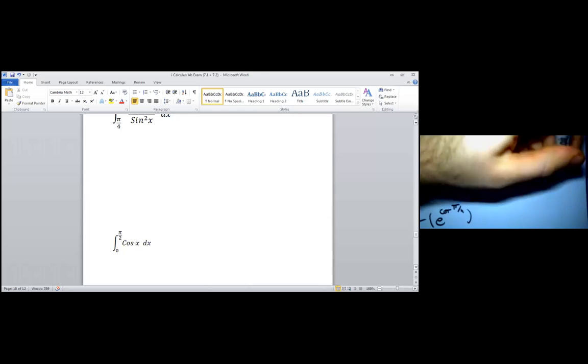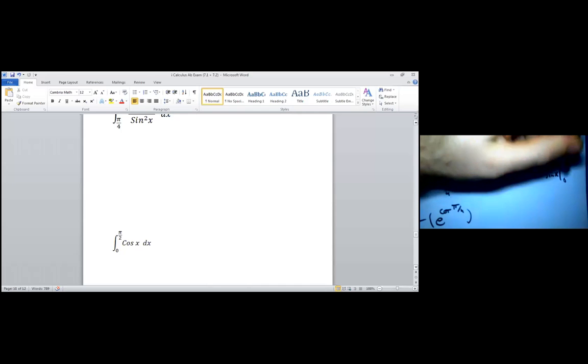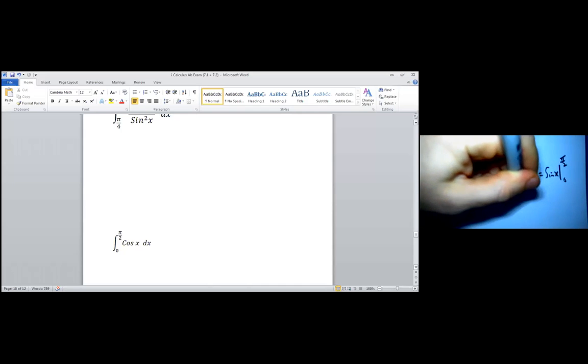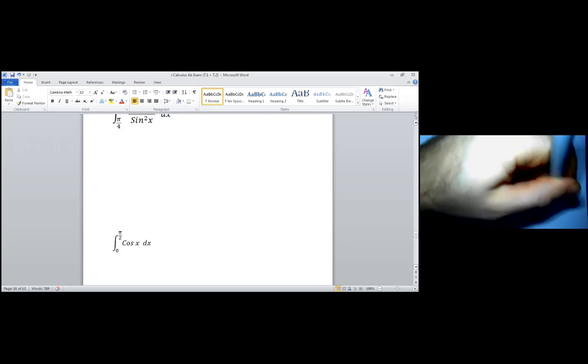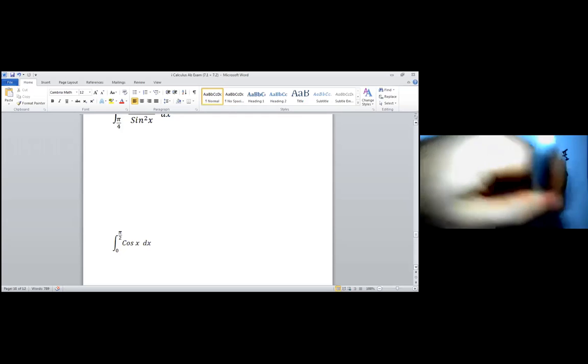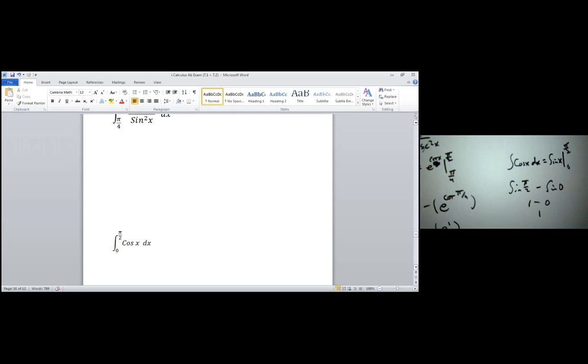Sine. And then that one has bounds of 0 and pi over 2. So this is the sine of pi over 2 minus the sine of 0. I'm coming up with 1 minus 0, giving me 1 for an answer. I'm assuming there's no questions on that one if you didn't have many to ask on this one.